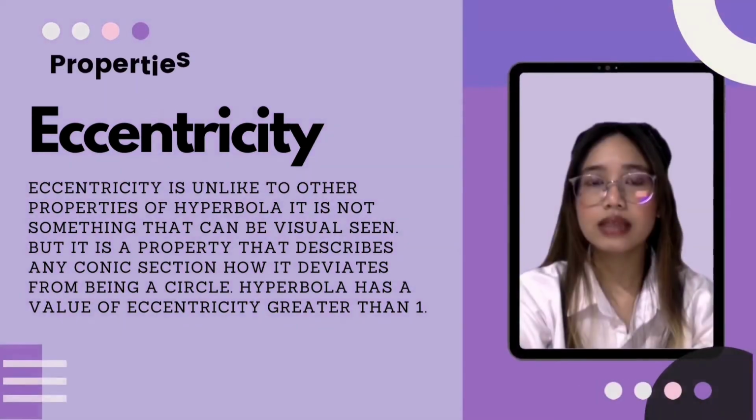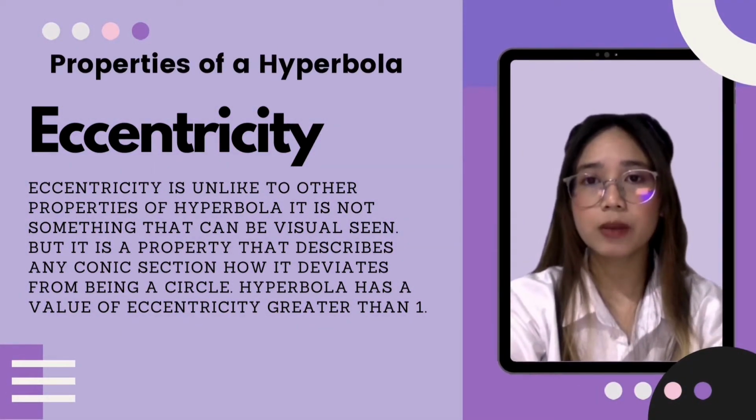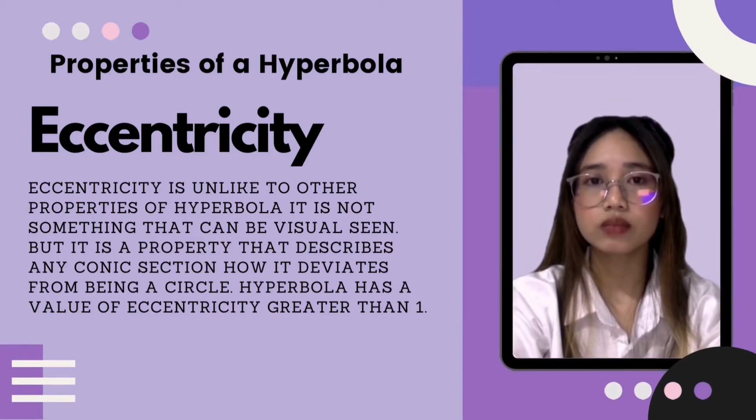Now, lastly, eccentricity. Unlike the other properties of hyperbola, it is not something that can be visually seen, but it is a property that describes any conic section, how it deviates from being a circle. Hyperbola has a value of eccentricity greater than 1.